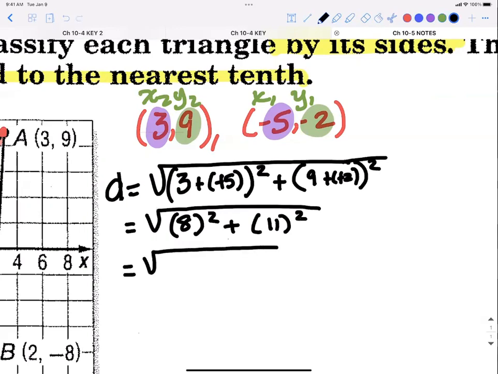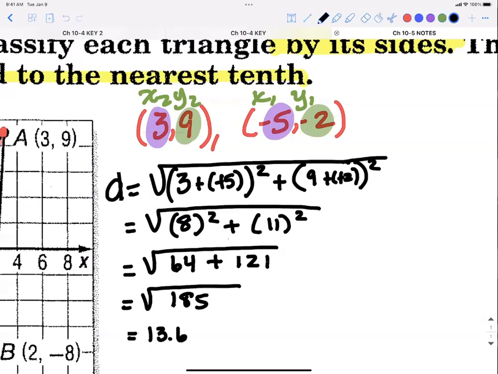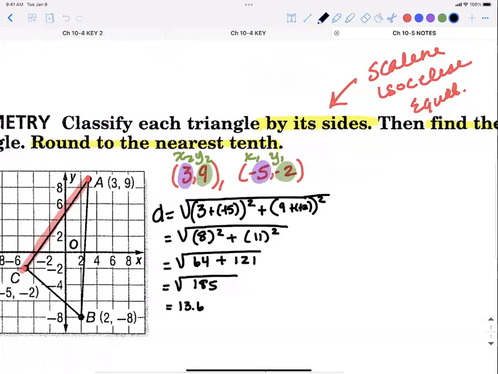Still working under the radical, we're going to square 8, which is 64, and square 11, which is 121. Still under the radical, we add that together and we get 185. At this point, we've got a single positive number, so we're good. We're going to get our calculator and put 185 under a radical, and it equals 13.6, rounding to the tenth. That is just the distance of the red side.